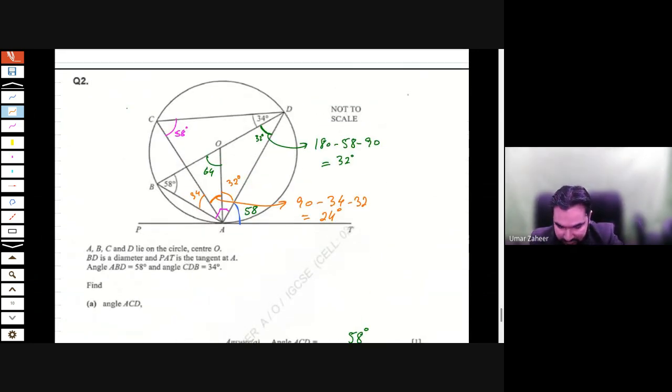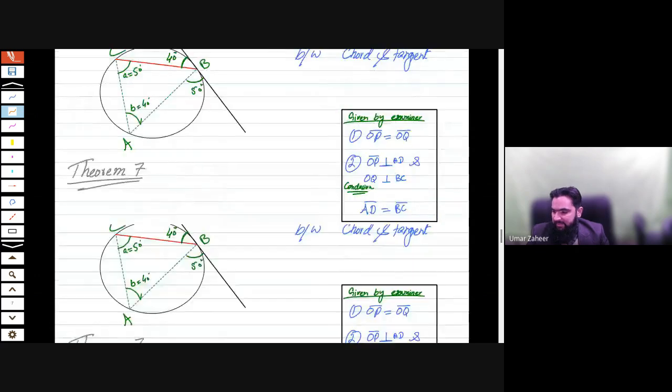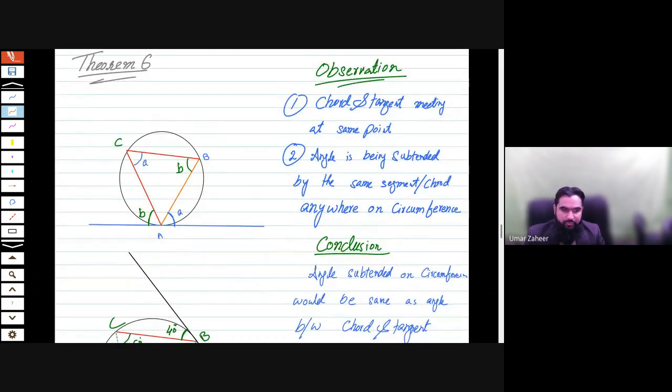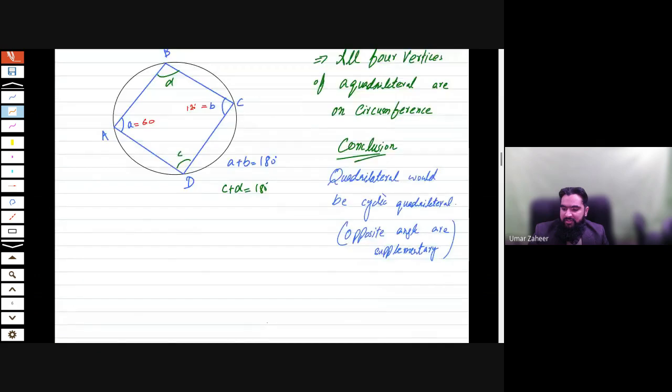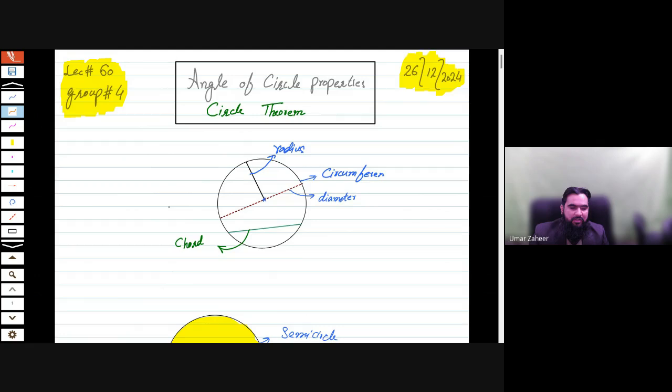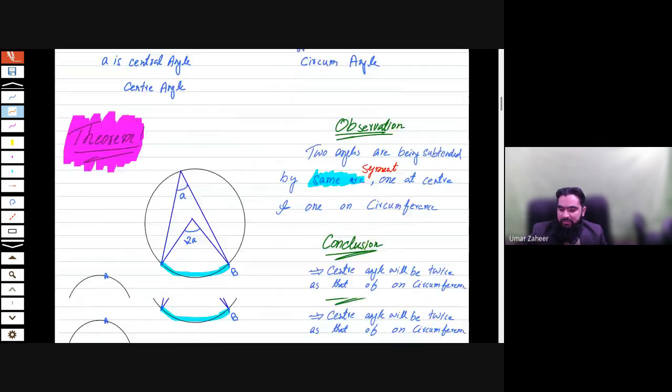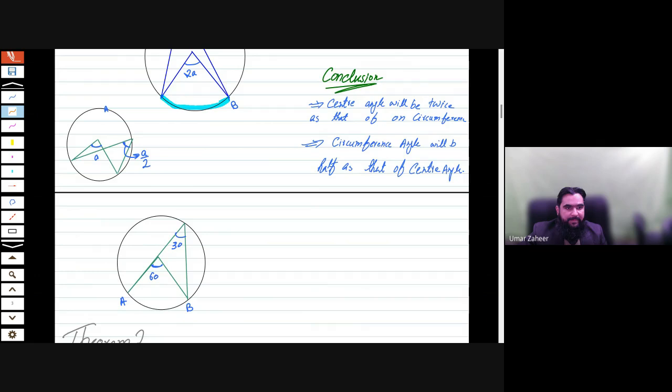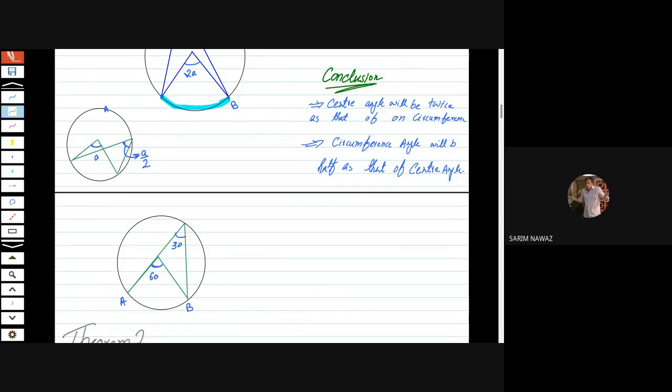Any questions up to here? So look, all of these questions depend on the properties. First of all, you need to make a strong grip, and that's why I wrote these observations and conclusions. You have to check where the angle is subtended. If it is subtended from the required arc, then you can use the values. First, try to write these theorems 2 to 3 times, and then go to the worksheet of topicals that I sent you. Okay, sir. Any questions?